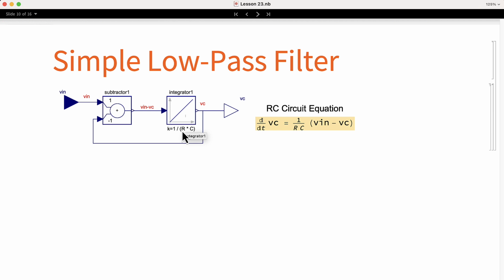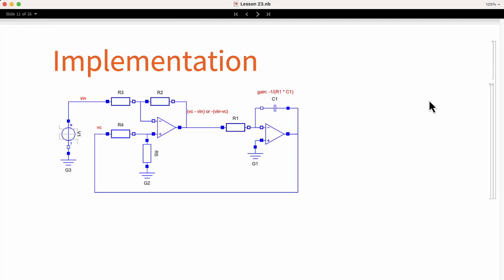The integrator has a gain of 1 over RC. The subtractor takes the input signal and subtracts the output of the integrator, which is the value of the voltage in the capacitor, Vc. Using the op-amp circuits we know, we can implement these equations as follows. In this diagram, you can see the integrator circuit we learned in the beginning of this lesson and a subtractor. The subtractor takes the input voltage Vin and the voltage Vc from the output of the integrator.